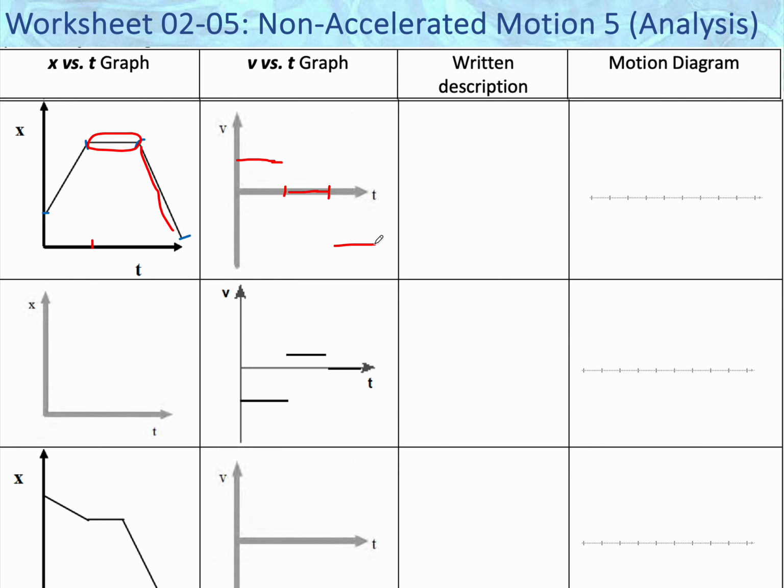What did our object do? It started somewhere in front of the origin, moved away from the origin at a constant rate, stopped for a while, and then moved back towards the origin for a longer period of time.